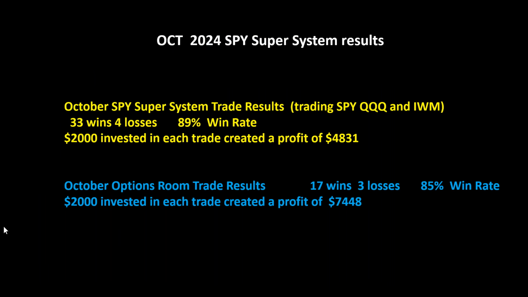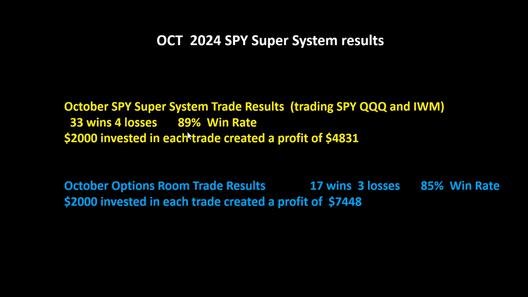And this is the last quarter of last year. This was the SPY Super System intraday trades, for people who want to take very quick trades during the day and have the ability to do that, either by trading futures or by having a margin account or a cash account. We did 48.31 in October with the SPY Super System. In the room, we did 74.48. These are completely independent from each other.